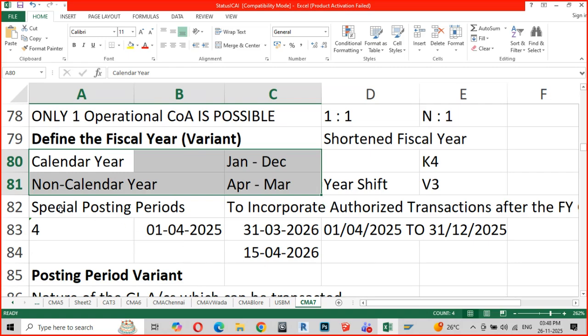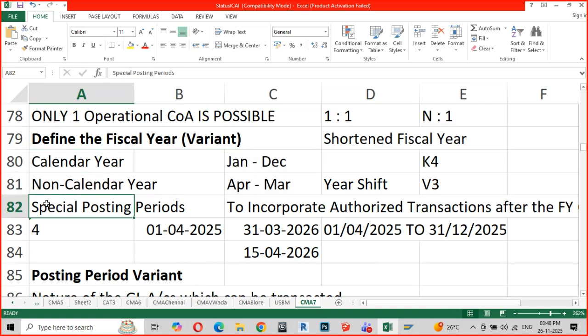Now, what are the special posting periods? Your special posting periods are used only to accommodate specific authorized entries, which are permitted based on who has issued them. Is it a competent authority which has asked you to change or to incorporate the transaction? If yes, you incorporate.